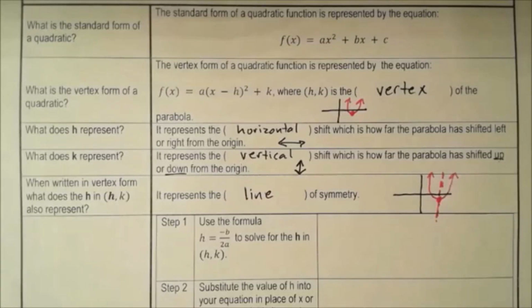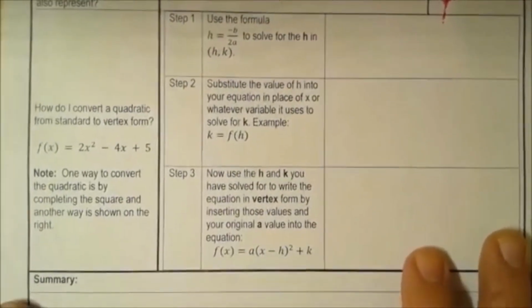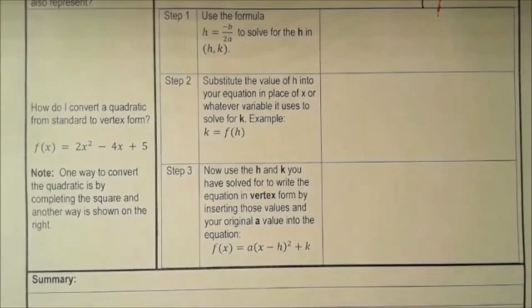Now, let's go ahead and look at this process. It's going to be a little bit complicated, but it's definitely doable. So notice I have a question here. It says, how do I convert a quadratic from standard to vertex form? And notice I've broken this down in 3 steps for you. So let's take a look at step 1.